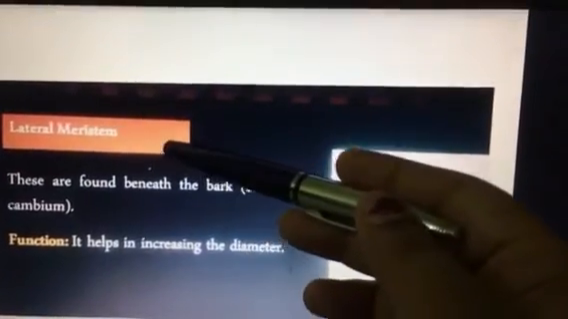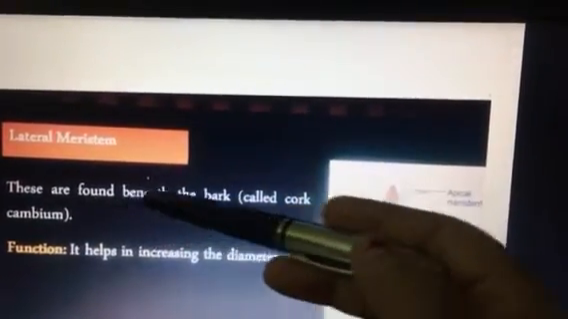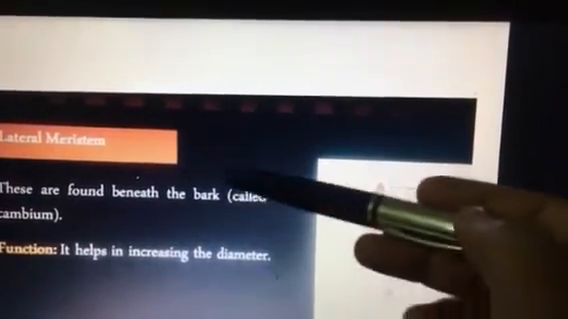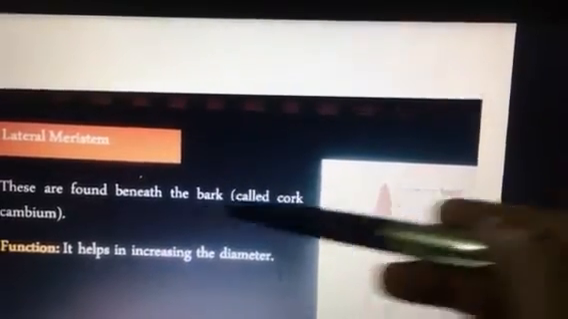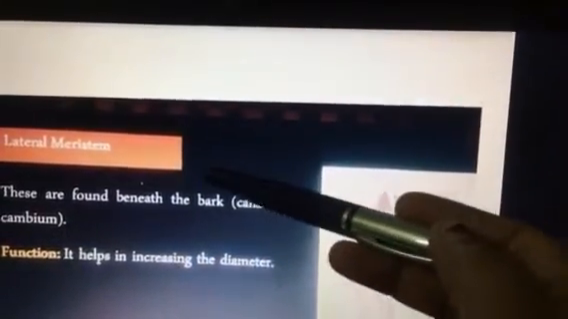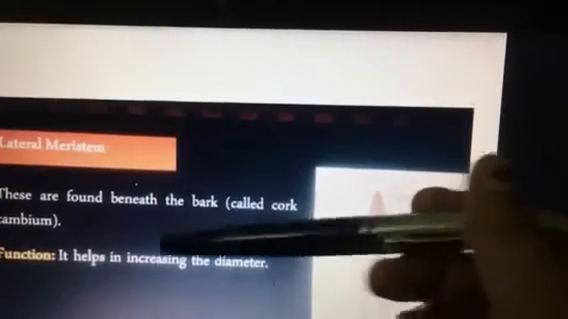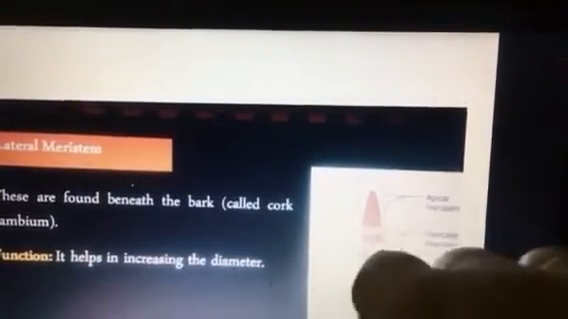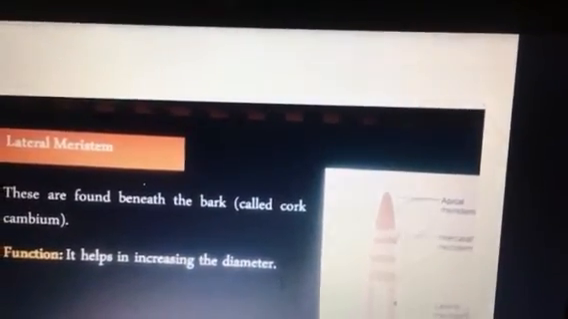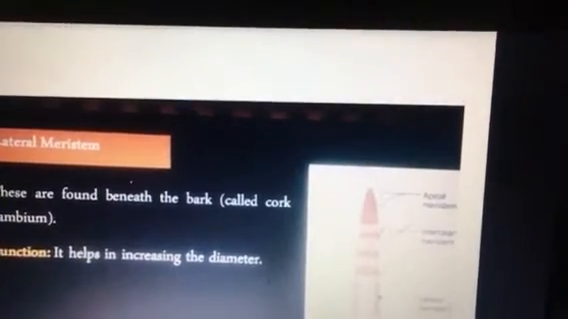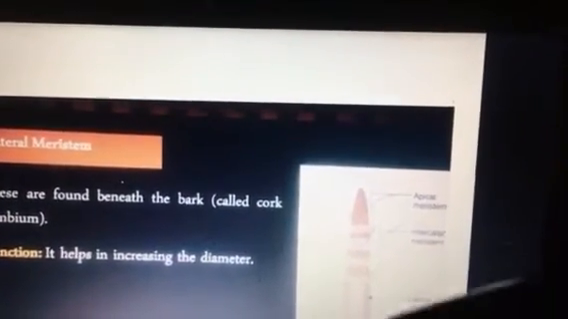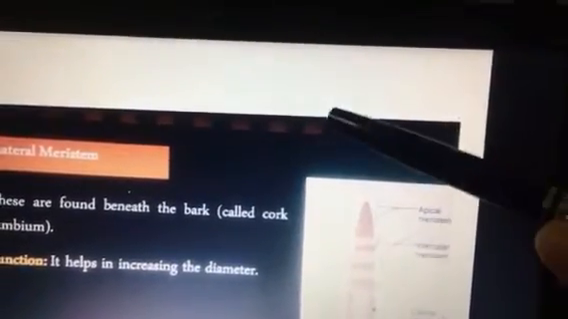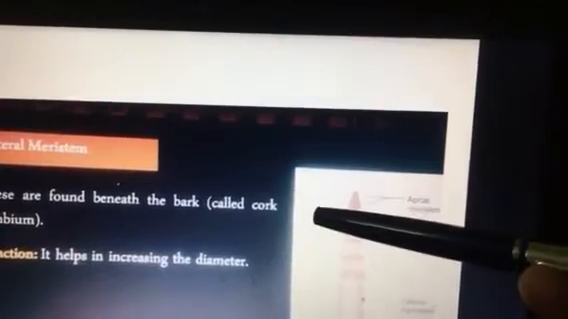Now what is lateral meristem? These are found beneath the bark. Now what is bark? It is also known as cork cambium. Bark is the outermost layer. It is just like the skin we have on our body, and that outer layer, when it is thickened and brown, is known as bark, and when it is green, then it is termed as epidermis.